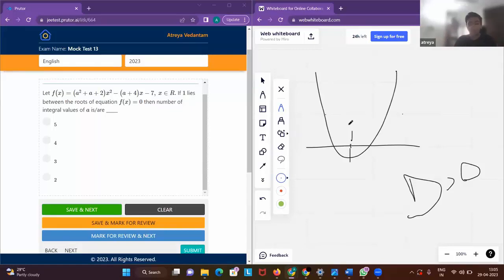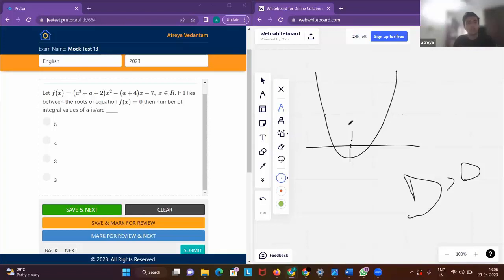Now, another important condition here is that the discriminant should be greater than 0. So let us test that out. b squared minus 4ac is the discriminant, right? So (a squared plus 8a plus 16) minus 4 times (a squared plus a plus 2) times minus 7 is greater than 0. So a squared plus 8a plus 16 plus 28 times (a squared plus a plus 2). If you observe the discriminant, you can see that clearly both the terms in the discriminant are always greater than 0. So this is nothing to worry about. This is something that's always greater than 0.